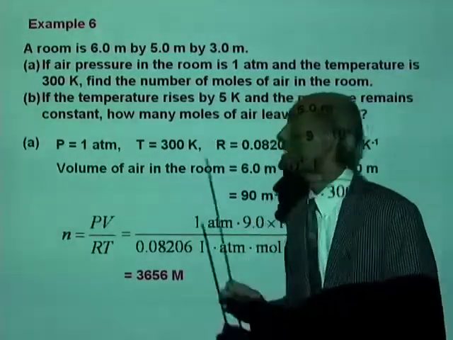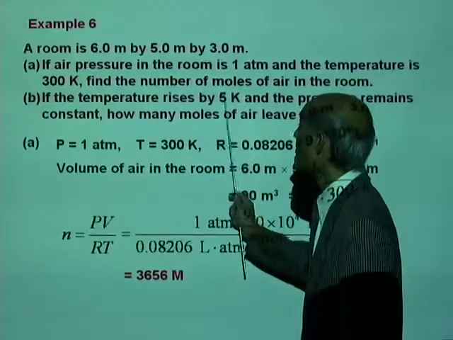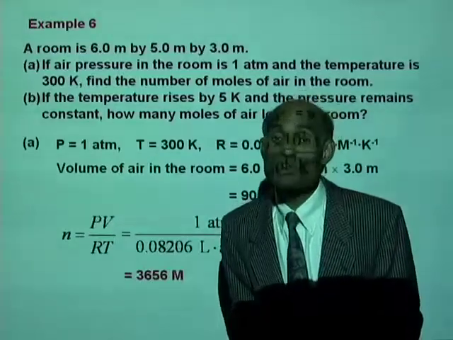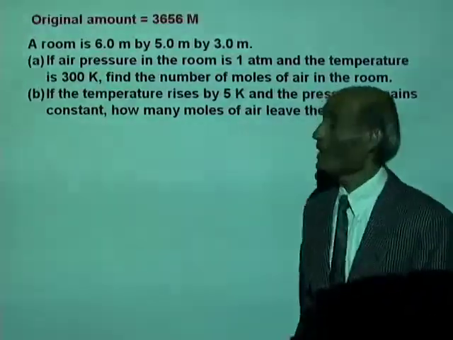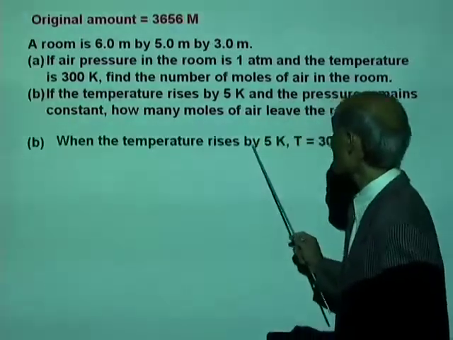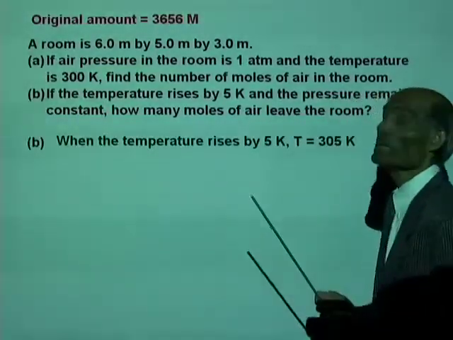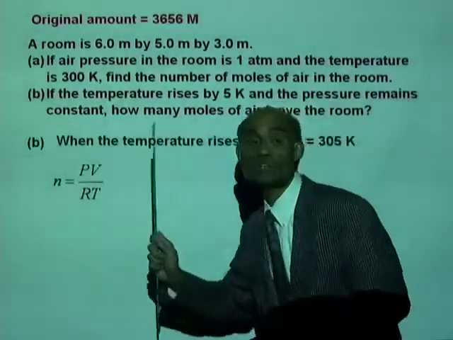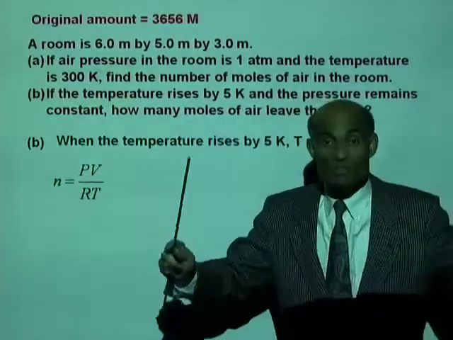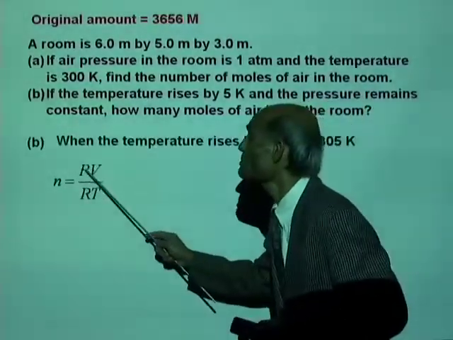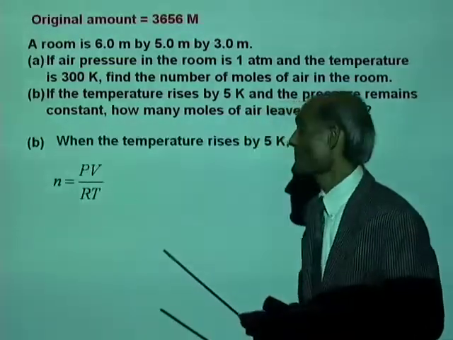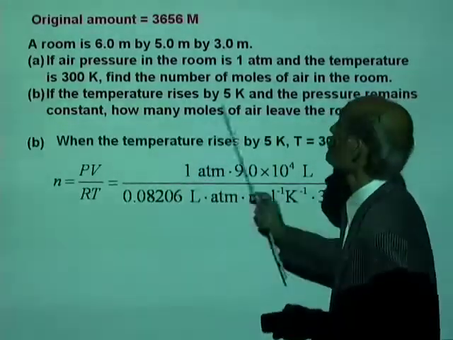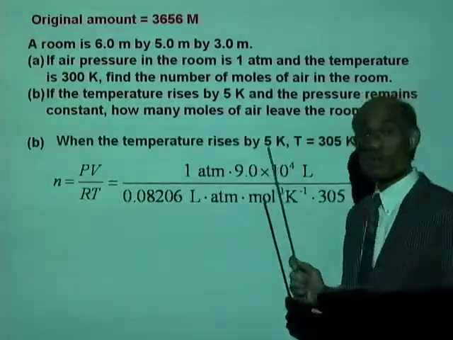Now what is happening? The temperature rises by 5 Kelvin. Now you know that in the room the volume is going to remain a constant. Is that right? Alright. Now in part B, when the temperature rises by 5 Kelvin, the final temperature is 305 Kelvin. So the new number of moles of gas in the room now will be n equals PV over RT. Now pressure remains the same. We are told that the pressure remains a constant and the volume also remains a constant.